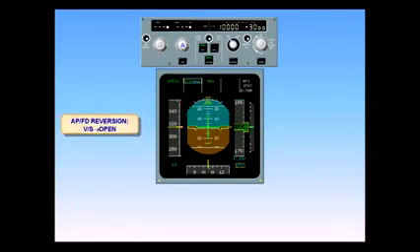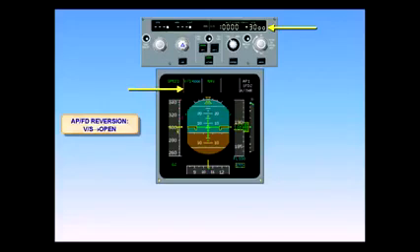Suppose that during a descent we inadvertently set a vertical speed of plus 3,000 feet per minute. The target altitude is below us, but the aircraft is climbing. Note the lack of the armed altitude capture, blue, on the FMA. Again, the aircraft pitches up to plus 3,000 feet per minute, and again the speed decreases.